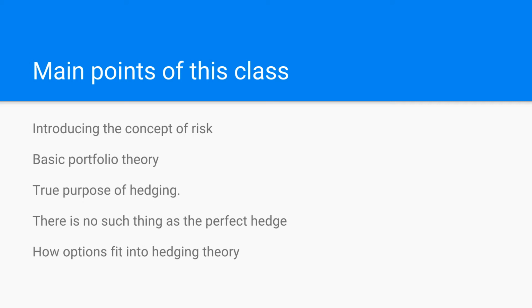And also, there is no such thing as a perfect hedge. And this class will try to hammer that point, that there are no perfect hedges, they don't exist. And finally, after all this discussion, I'm going to devote a little bit of time talking about options and hedging. So if you're an expert in portfolio theory and you're an expert on risk assessments and risk modeling, then you could skip half of this presentation and move directly towards the options portion of it.